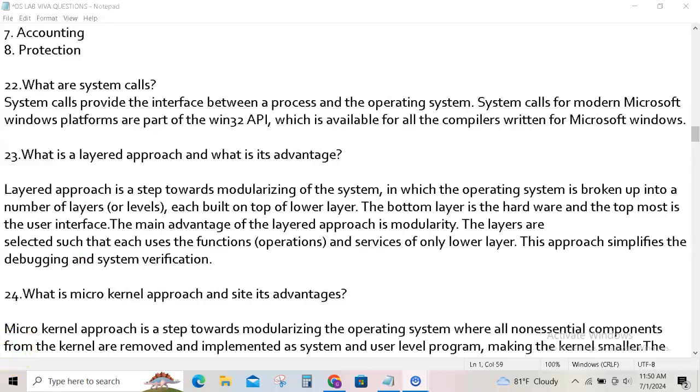What are system calls? System calls are those that act as an interface between the processes and the operating system. What is the layered approach? What is the advantage of the layered approach? The layered approach provides modularization. Here the operating system is broken up into a number of layers or levels, each built on top of a lower layer. The bottommost layer here is called the hardware and the topmost layer is called the user interface. The layers are selected such that each layer can only access the services of its inner layers.